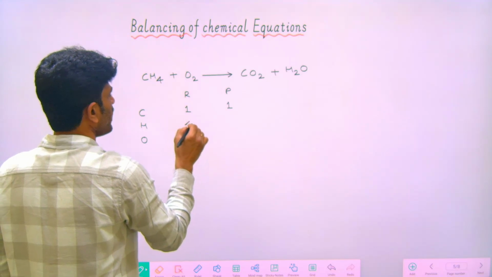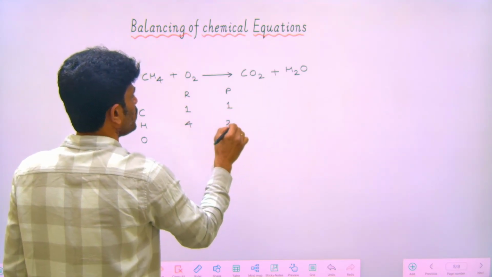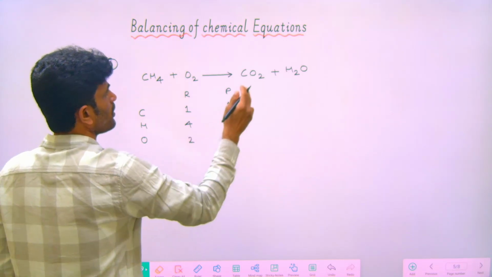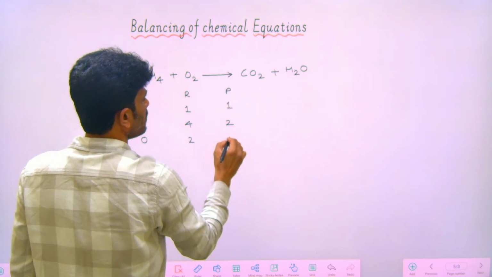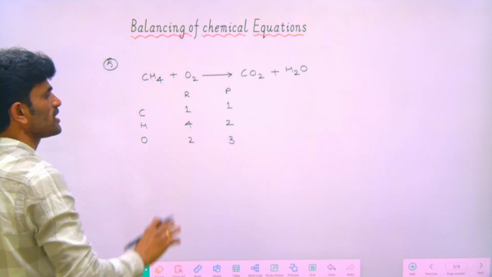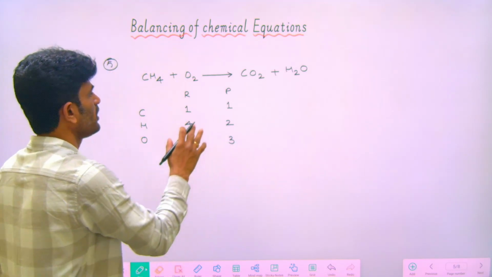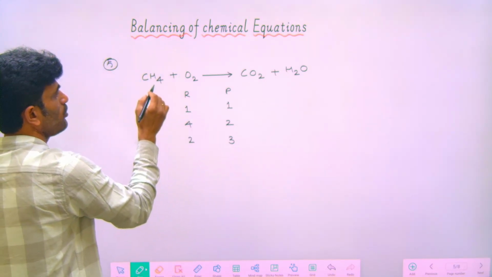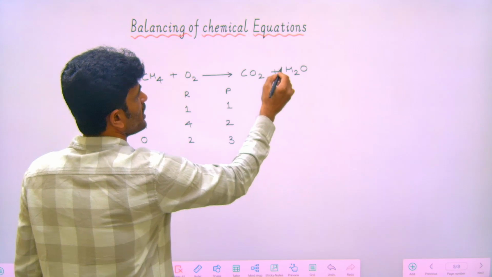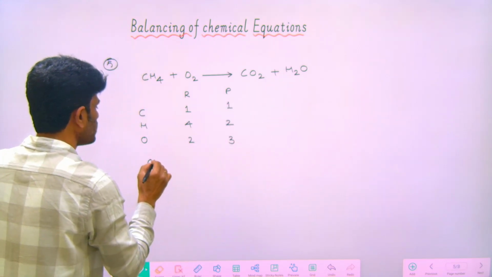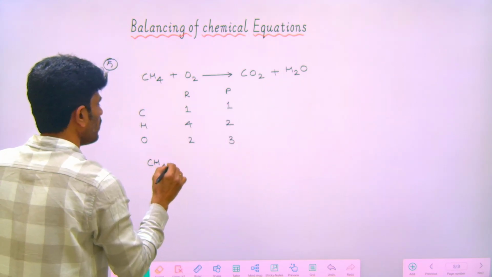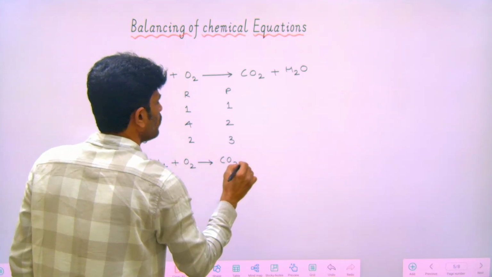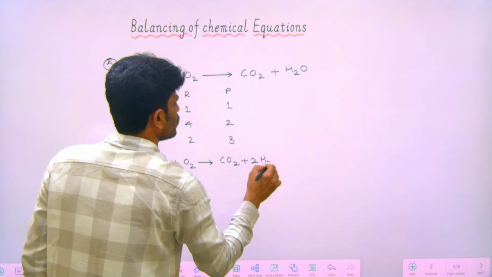Hydrogen atoms, reactant side we have four, but product side we have only two. Oxygen atoms, reactant side two, product side here two and here one, two plus one, three. So hydrogen and oxygen are not balanced. First we will balance hydrogen on both sides. Here 4 are there, here 2 are there, so we have to multiply by 2 here. Then we get the equation CH4 plus O2 gives rise to CO2 plus 2H2O.